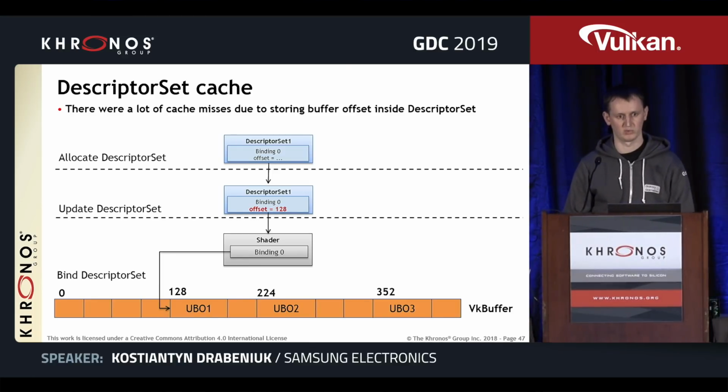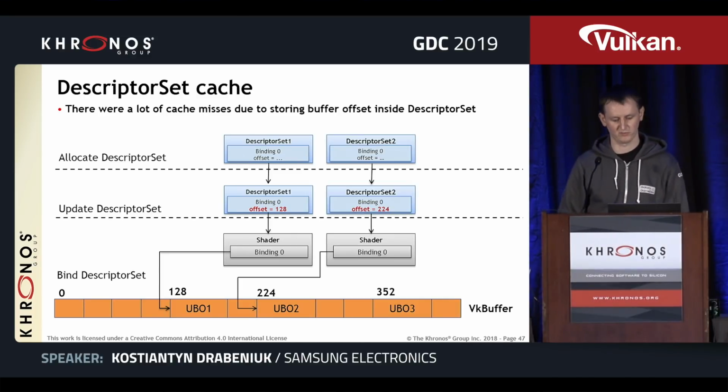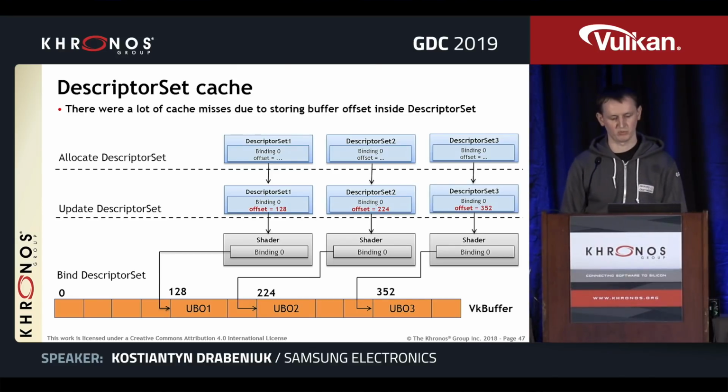Let's see an example of how to bind uniform buffer objects. For example, we have a shader with one binding and need to bind a new UBO before each draw call which uses that shader. The first step is to allocate the descriptor set, then we update it with the UBO's offset and simply bind. The steps are the same for UBO2 and UBO3. So with this approach, a new descriptor set is needed before each draw call.